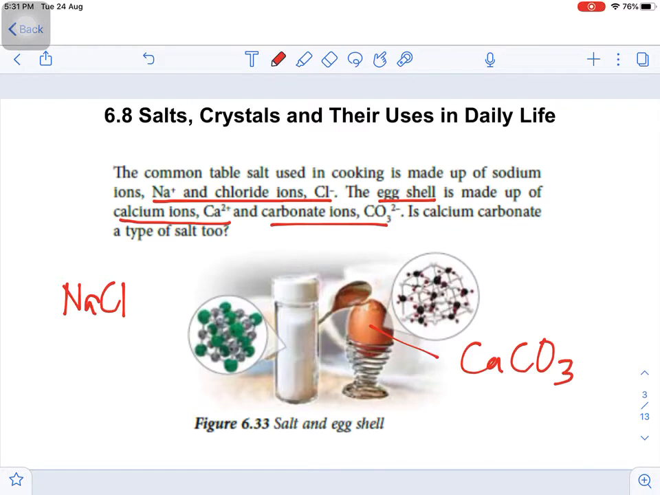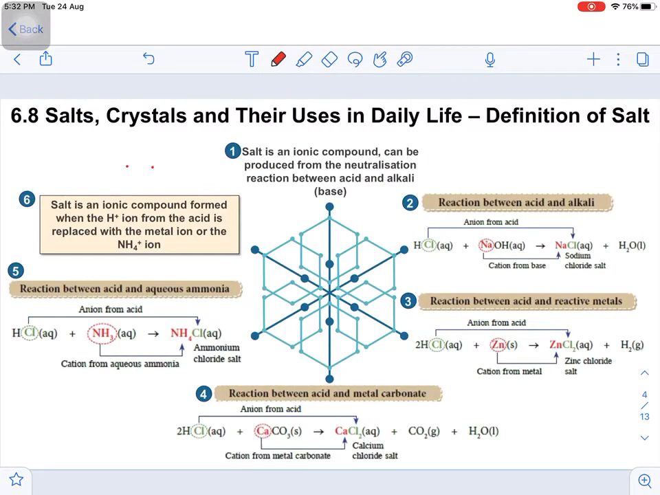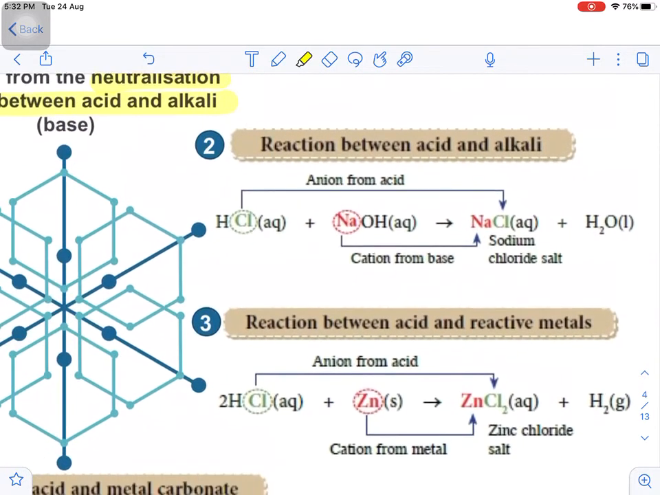Okay. Bukan sahaja telur. So calcium carbonate is a type of salt. Selama ni you all hanya tahu sodium chloride sahaja adalah salt, adalah garam. Tapi sebenarnya selepas kita belajar ni, you akan tahu garam tu berasal dari mana dan ada berapa banyak jenis garam. Okay. Definition of salt. So as you can see, you have learned that salt can be produced from neutralization, which is reaction between acid and alkali. Okay, we go through one by one.